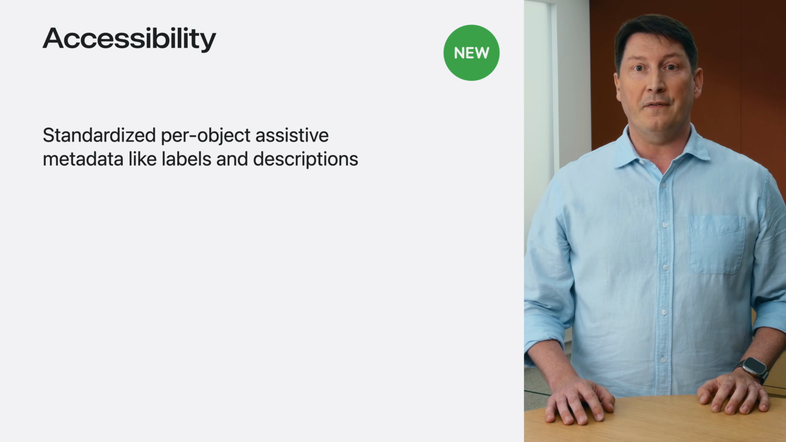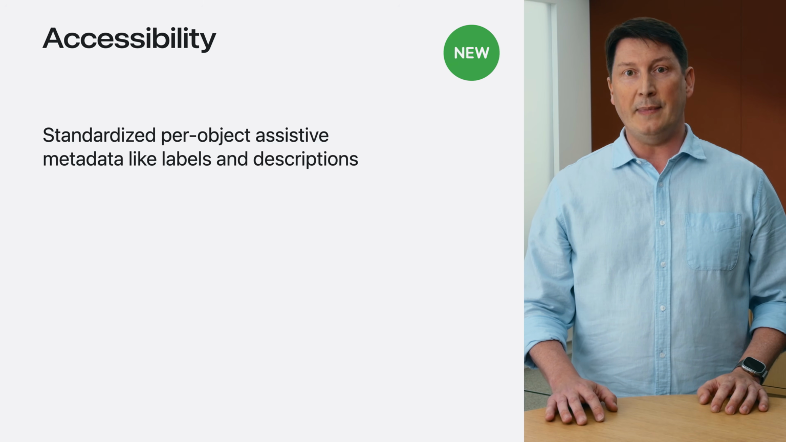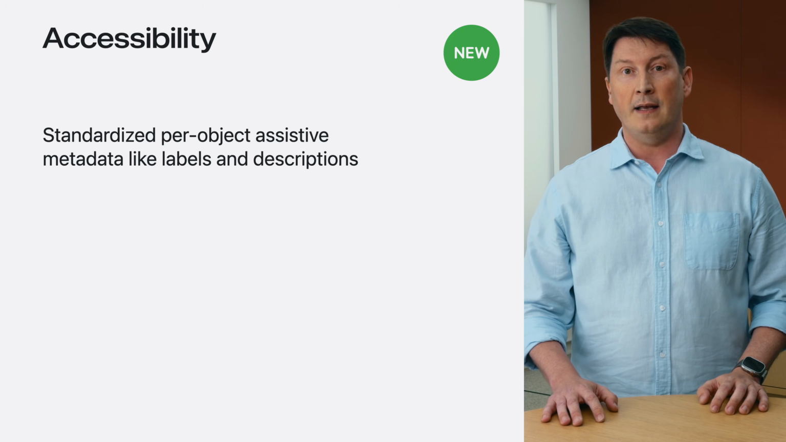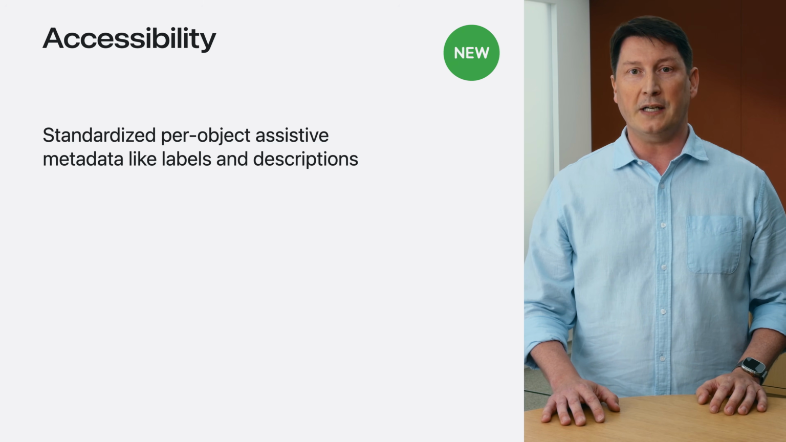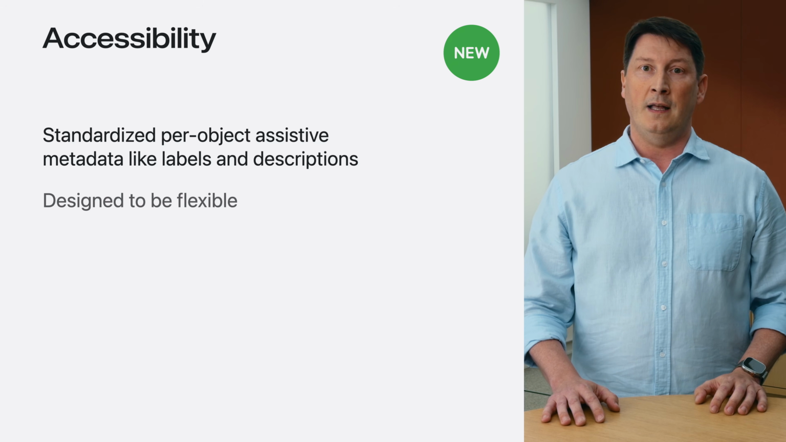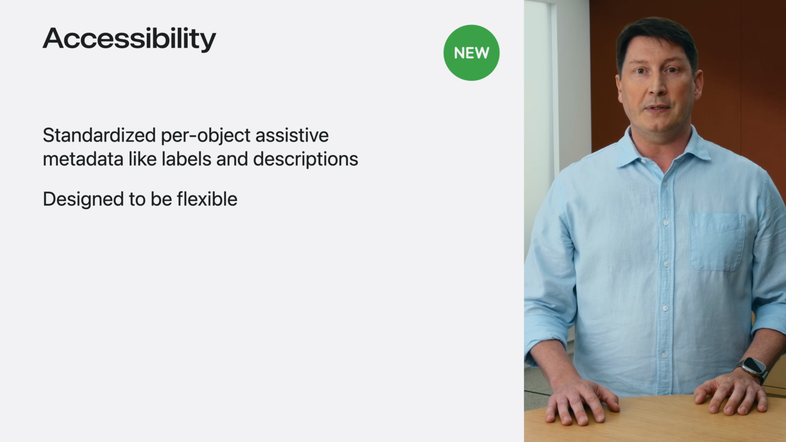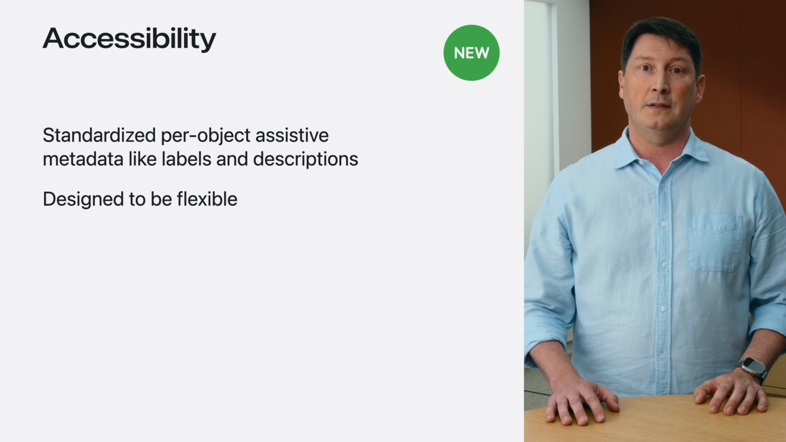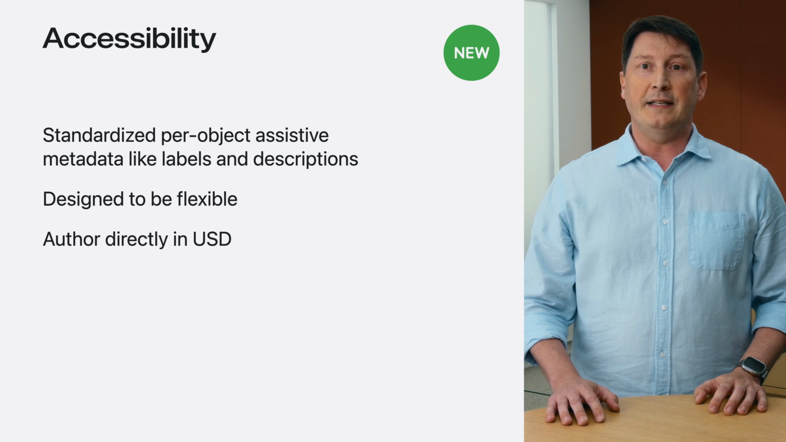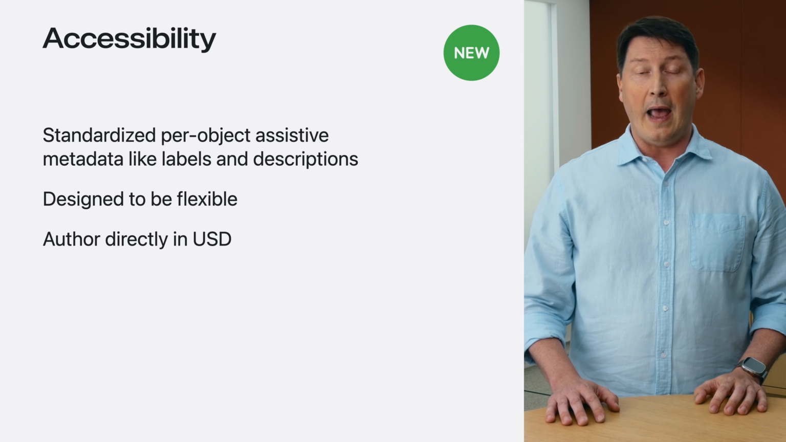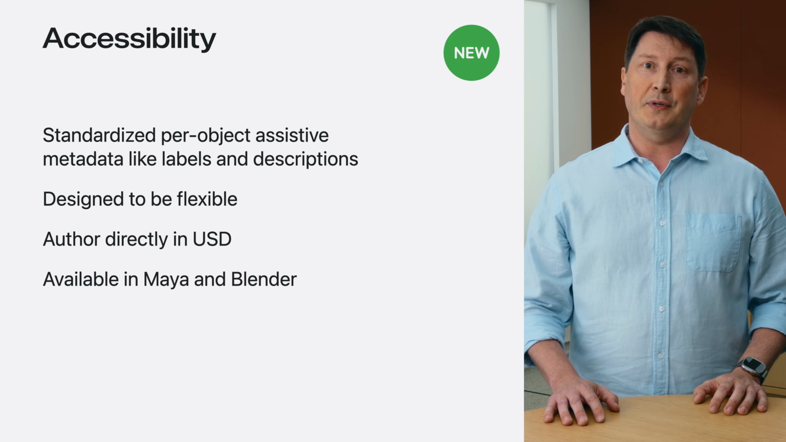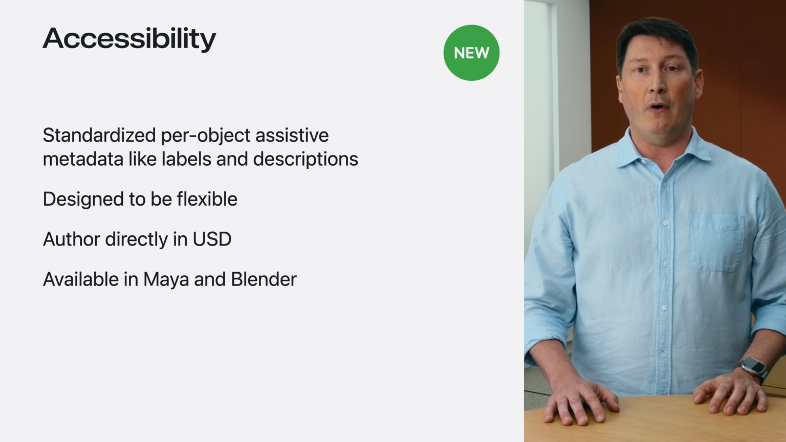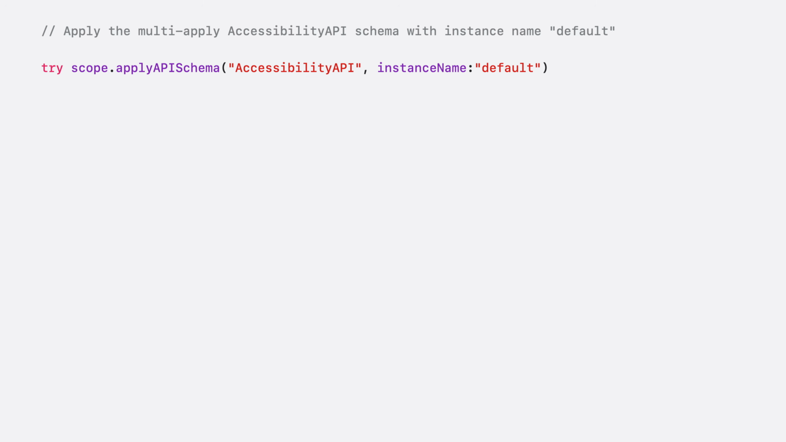That is why we have driven the standardization of accessibility metadata directly in USD, establishing how assistive labels and descriptions are defined on 3D objects across the industry. We have designed it with flexibility built in so it can evolve in the future. Since it is native to USD, you can author it through any USD API. And to make it as easy as possible to adopt, we have added direct support right in Blender and Maya.